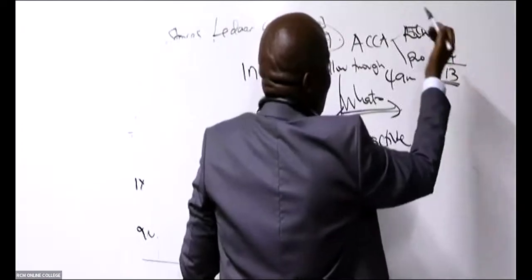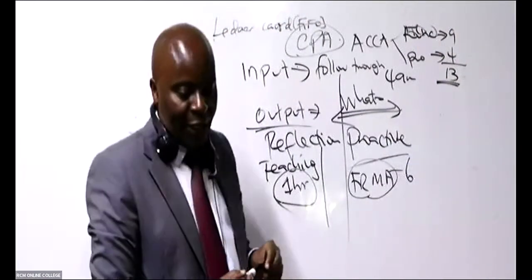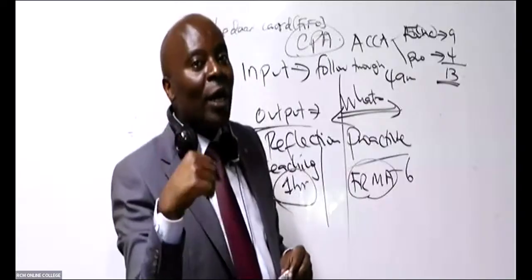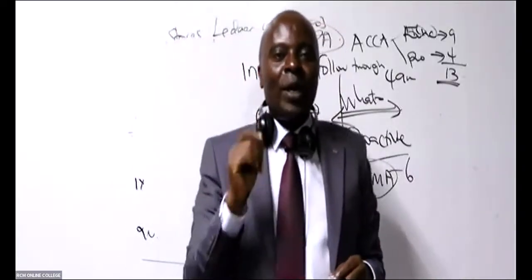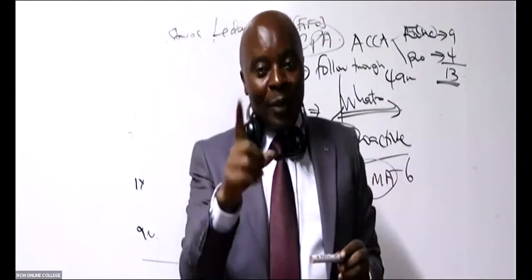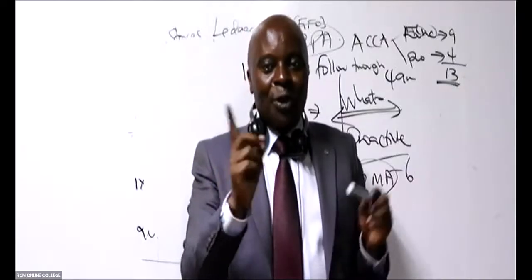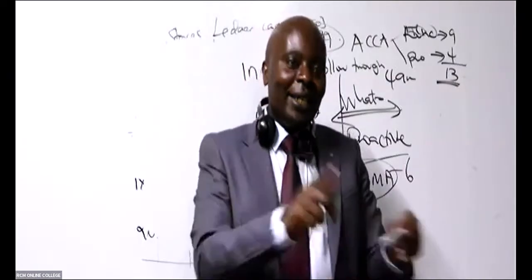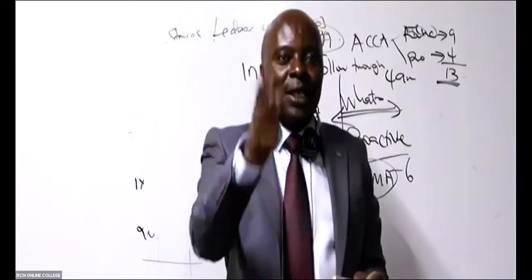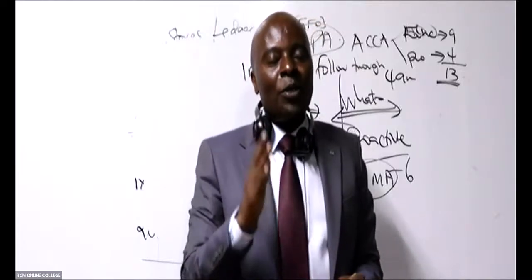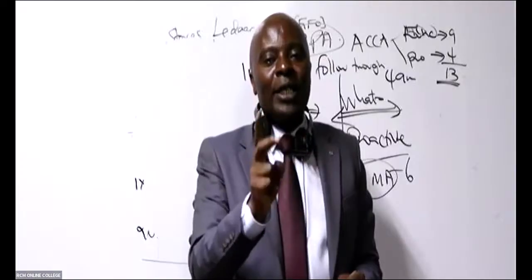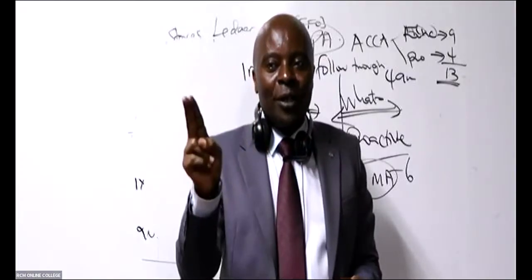So for ACCA, for you to qualify, you need to do how many papers? 13. Once you finish 13, and this is why I love ACCA myself a lot. I also made the same mistake you guys made. I also started with CPA, then I did ACCA later. But if you do ACCA directly, once you finish those 13 papers, you'll walk to KASNEB and only do how many papers? 2. You are a CPA.